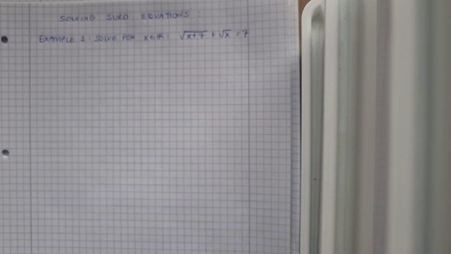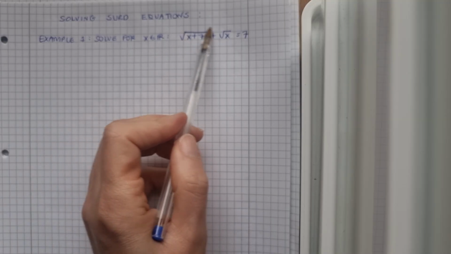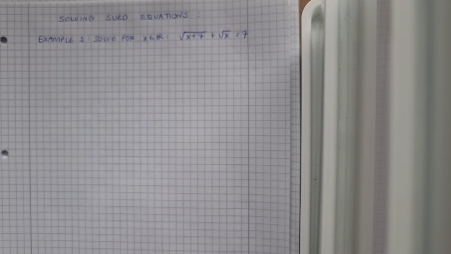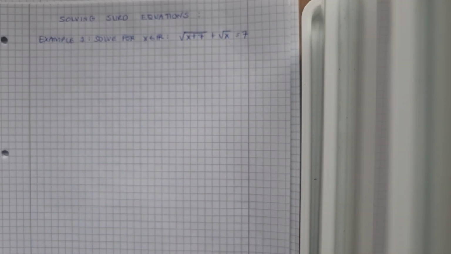So this is the second video on solving surd equations, and in these questions I'm going to have more than one surd. So you can see in my question I want to solve for x, which is an element of R, and over here I have got two surds floating around in that equation. And okay, I don't love that, but what I love even less is the fact that I've got two surds on the same side of the equation.